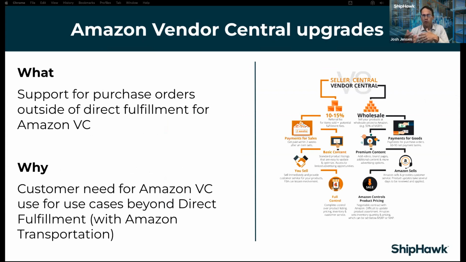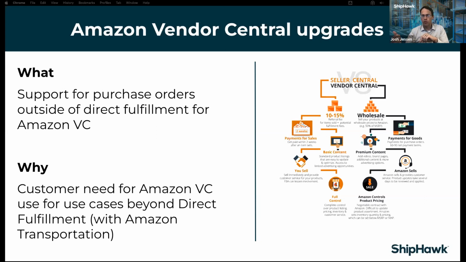Last year, Amazon actually made it mandatory for some vendors that are using direct fulfillment to ship using Amazon Transportation. In 2022, ShipHawk did a direct integration with Amazon Transportation's API, so you can ship those orders that come in through direct fulfillment via Amazon Transportation Services. A lot of you are already using that, but now we've expanded our Vendor Central integration to support vendors that are shipping purchase orders outside of direct fulfillment.